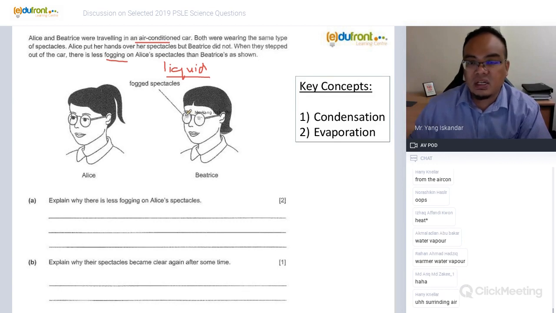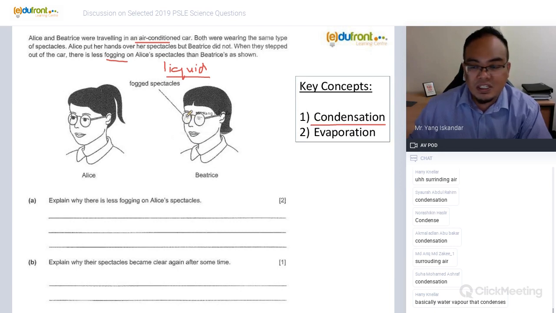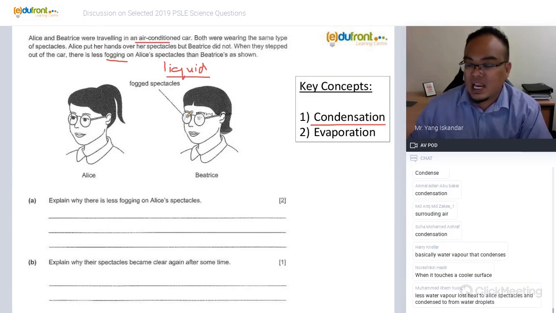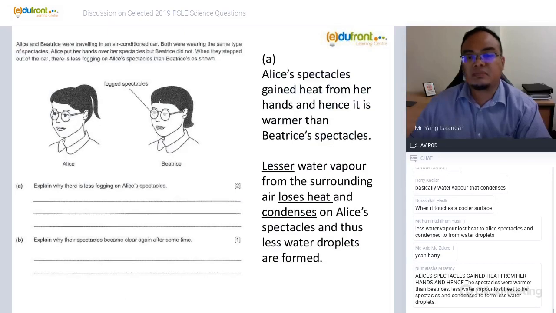So what is the process called when there's a change of state from a gas state to a liquid state? Condensation. Well done. So when does condensation take place? Because the warmer water vapor comes in contact with the cooler surface of the spectacles. It loses heat and condenses to form tiny water droplets. So you can see it's not that easy. It's a little bit confusing, and this is a 2-mark question.